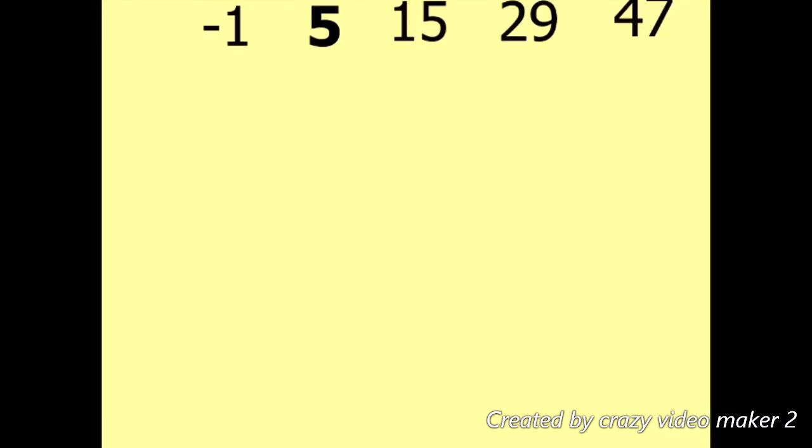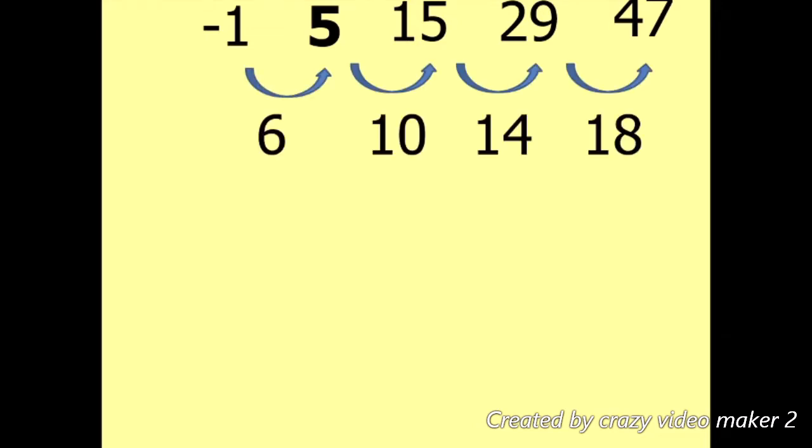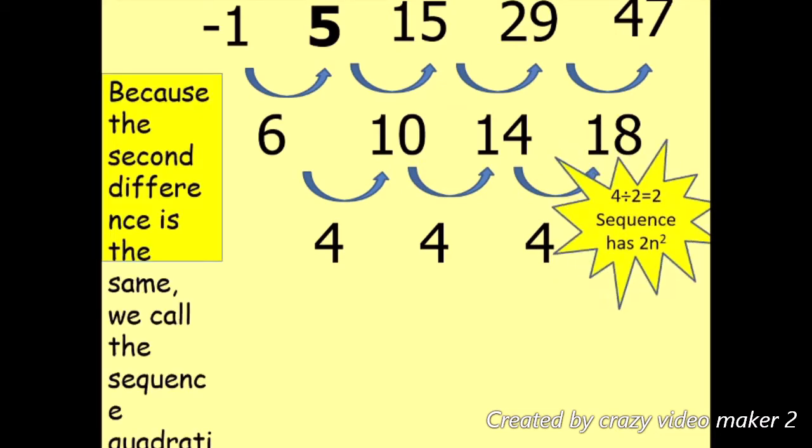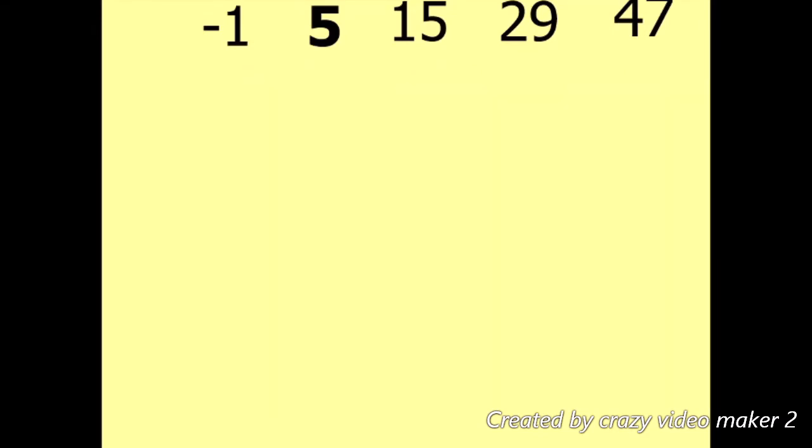Okay, so this one here, let's see what we can work out. So we'll do the first level difference. So I've got 6, 10, 14, 18. I'll work out my second level difference, and this is nice because it's the same, it's going to be 4 again. So I know my value of a, of an squared, is actually going to be 2. Now what we do is something slightly different.